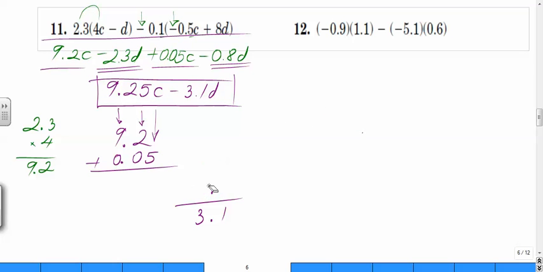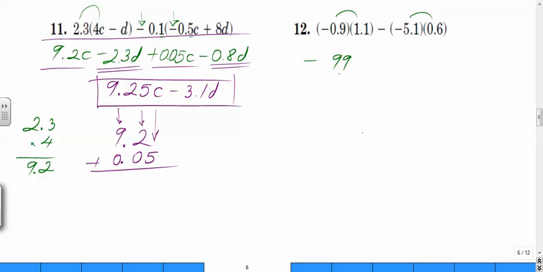Let's do some cleaning here. Problem number 12, okay? Problem number 12, you follow order of operations. You multiply first and then subtract, right? So I have 0.99 times 1.1. What is the rule? First of all, sign. The sign will be negative because I have a negative times a positive. 9 times 11 gives me 99. But then I have 2 digits over the decimal point. So this will be 0.99.